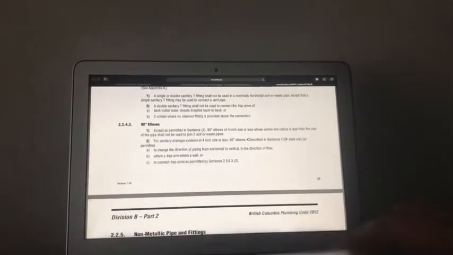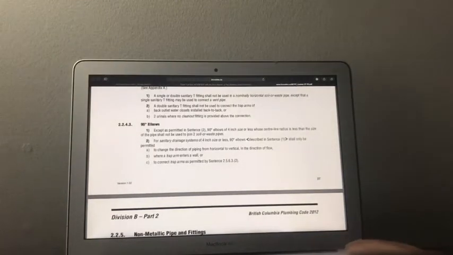They want the cleanout above the connection, so the connection is obviously down here. If it's a single sanitary tee, you can put that below the connection. I personally like it above the connection, just to be nice to the service guy. 90-degree elbows, let's talk about this.